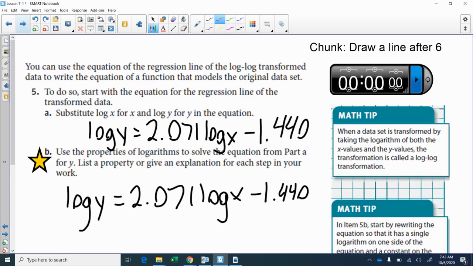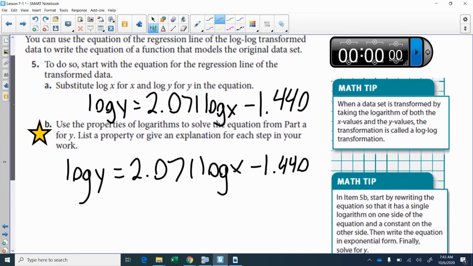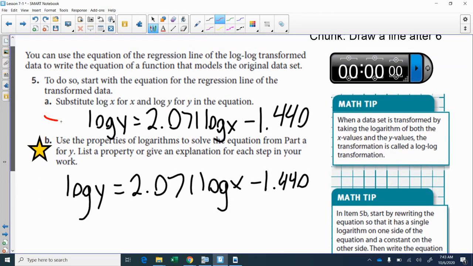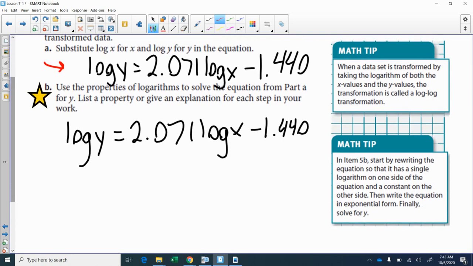Well, the easiest way I could do that is to actually work it out. So what I'm going to do is plug in log for each of my y's and my x's, because technically that's what I did for the problem, right? I didn't take the y value and the x value. I took the speed, which is the x, and the distance that we took to brake, which is y, and took the log of each side. And by doing that, I can create this equation. Log of y equals 2.07 log of x minus 1.440.